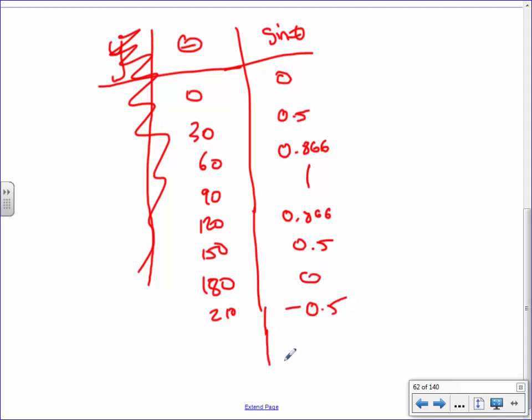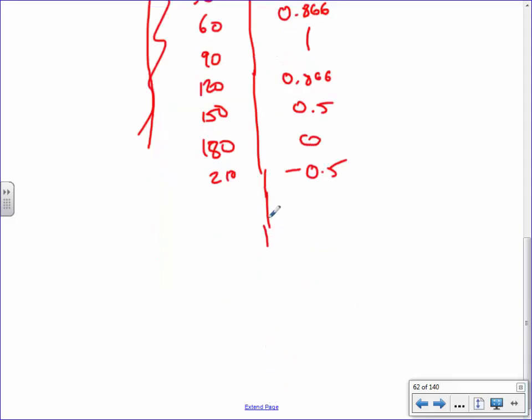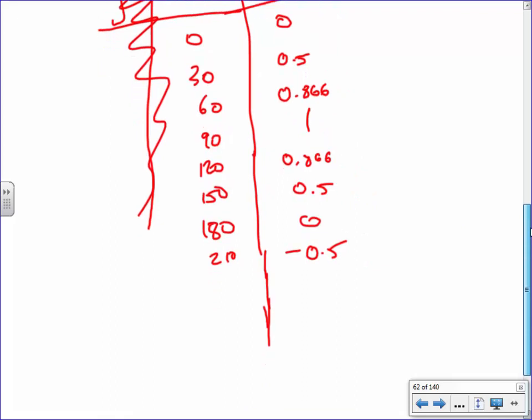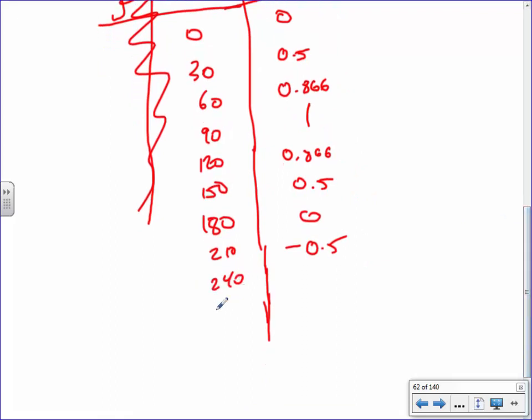Okay, and why don't we as a group just do a few more here, because there's actually a pattern to this that I want to show you. The next thing, if I'm going in increments of 30s, would be 240, 270, 300. We'll be back to negative 0.866 again. Okay, that's probably enough, because you guys are probably picking up on a bit of a pattern.